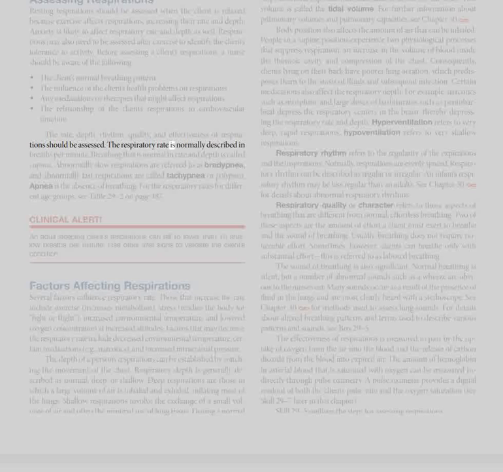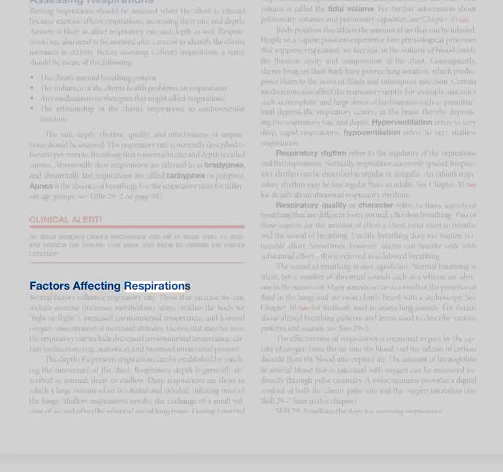The respiratory rate is normally described in breaths per minute. Breathing that is normal in rate and depth is called eupnea. Abnormally slow respirations are referred to as bradypnea, and abnormally fast respirations are called tachypnea or polypnea. Apnea is the absence of breathing. For the respiratory rates for different age groups, see Table 29-2 on page 487. Clinical alert: an adult sleeping client's respirations can fall to fewer than 10 shallow breaths per minute. Use other vital signs to validate the client's condition.